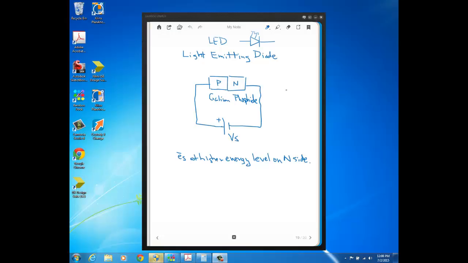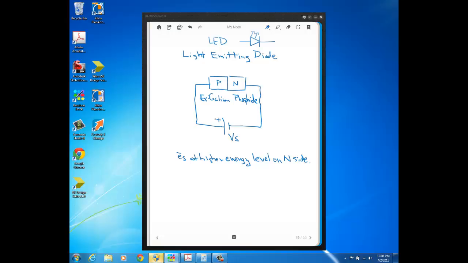For example, and this is just one example of many, the textbook has different pairings of semiconductors for various LEDs. So one example is gallium for the P side and phosphide for the N side. But regardless what semiconductors are being used, the electrons of the N material semiconductor are going to be at a higher energy level than what's on the P side.